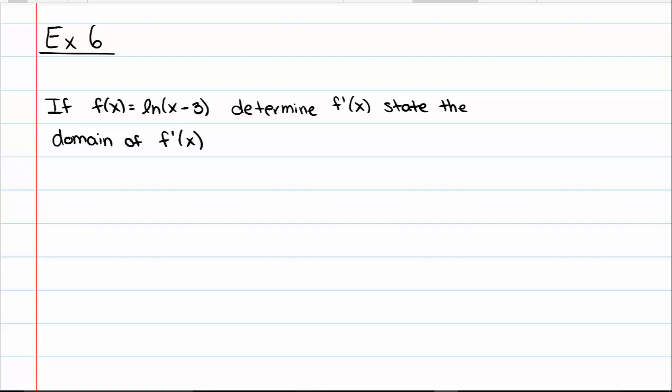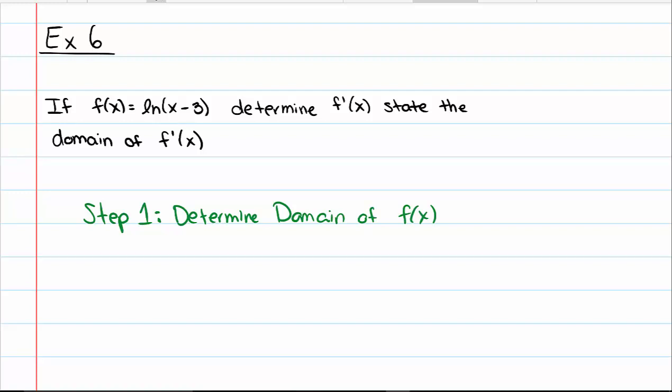So for example 6, f of x equals ln of x minus 3, and we want to determine and state the domain of f prime of x. So step 1 would seem like it would be to take the derivative, but for step 1 what we're going to do is actually determine the domain of f of x.